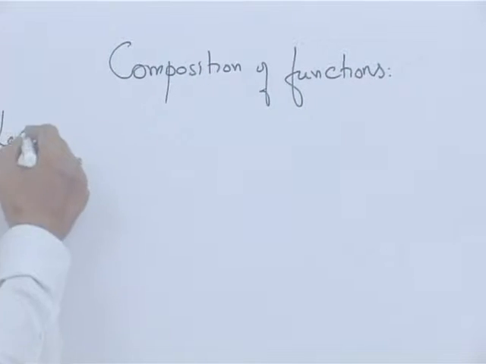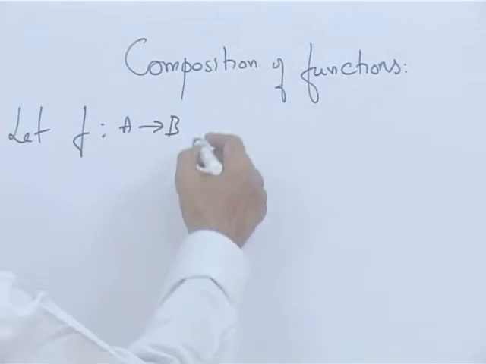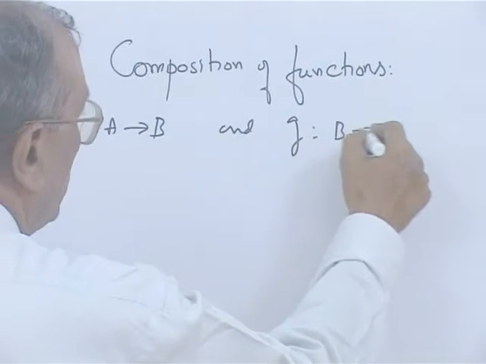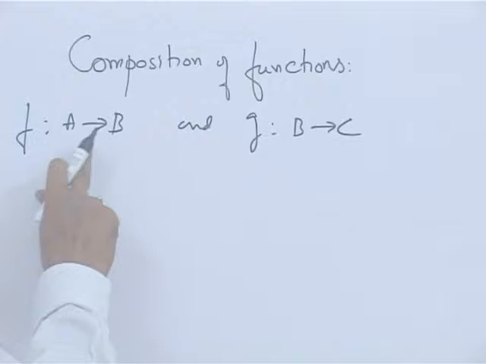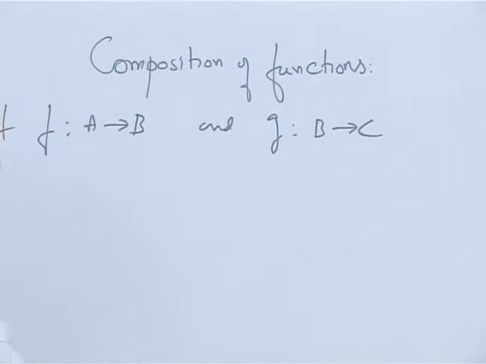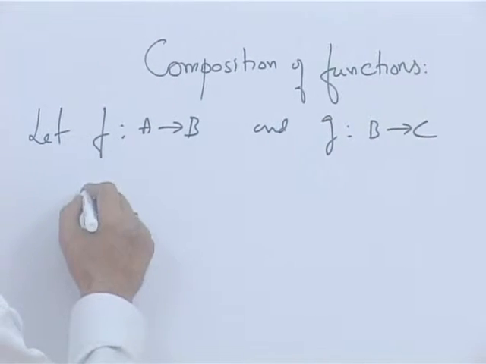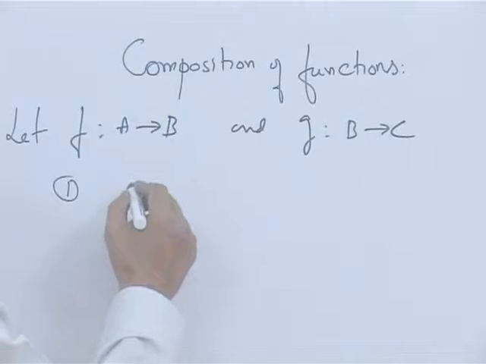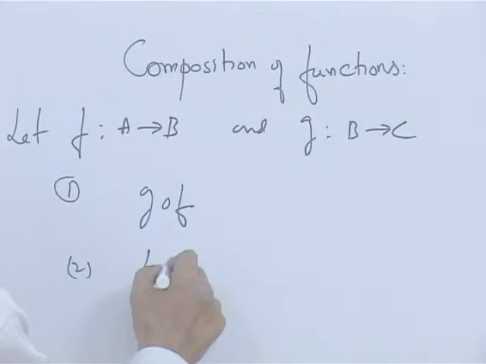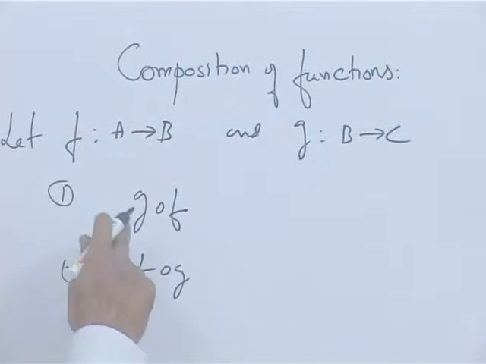Let us consider a function f from A to B and another function g from B to C. There is a connection now. Set B, the codomain of f, now becomes the domain of g. Then we define the two following compositions. One composition is g∘f, the second composition is f∘g, read as g composition f or f composition g.